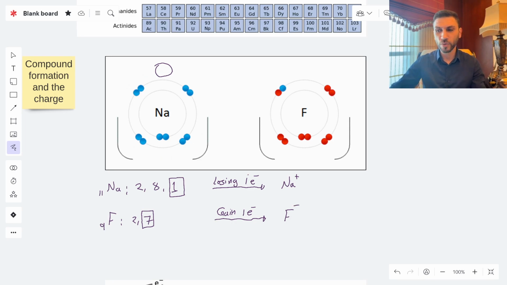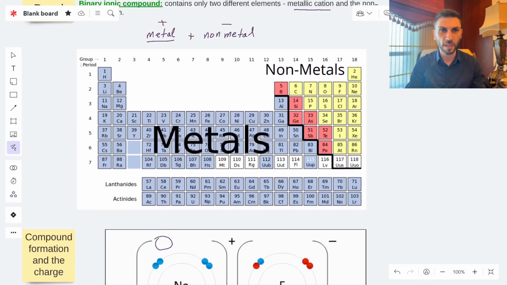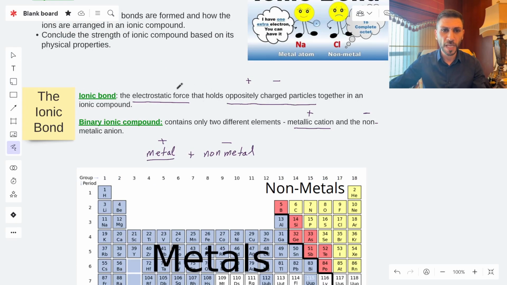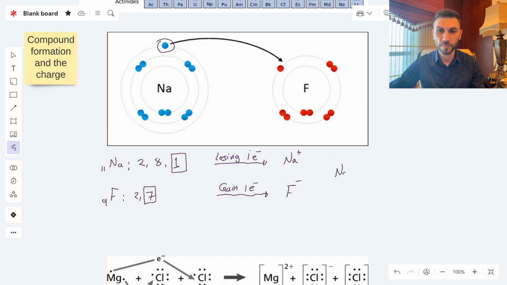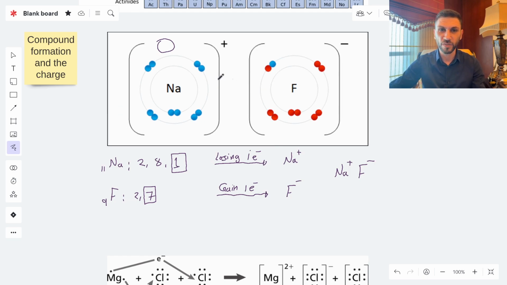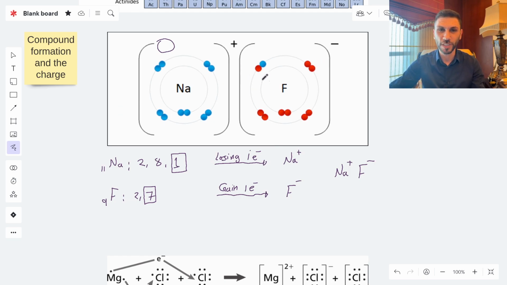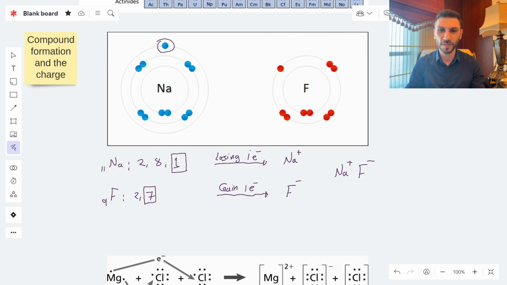Now, if we go back to the definition of the ionic bond, it's an electrostatic force between oppositely charged particles. And those are the oppositely charged particles. As you can see, the sodium will become Na positive, and the fluorine will become F negative, and then there is the electrostatic force between the oppositely charged ions. As simple as this. This is the ionic bond.